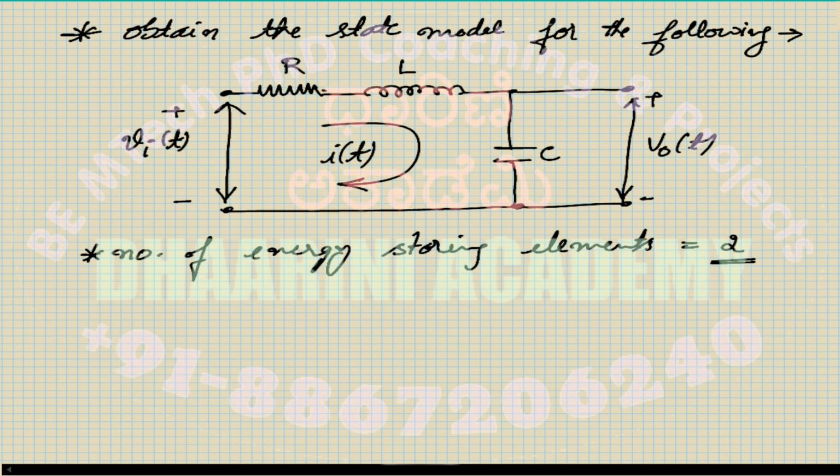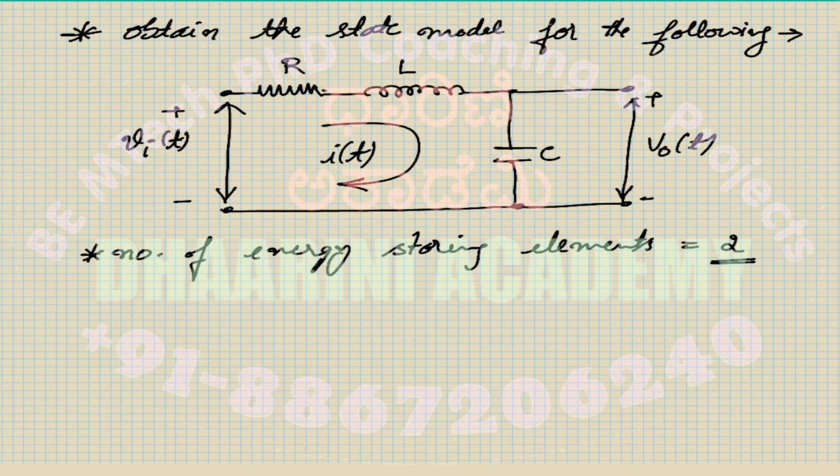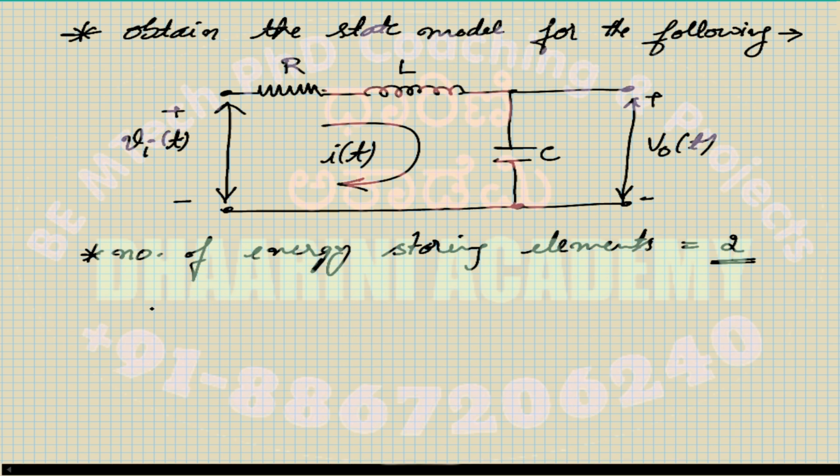So I have to decide the number of state variables as well. Correct? So this implies the number of state variables is also equal to 2. Now I have to decide what those are, right? What are those variables? How do we define them?